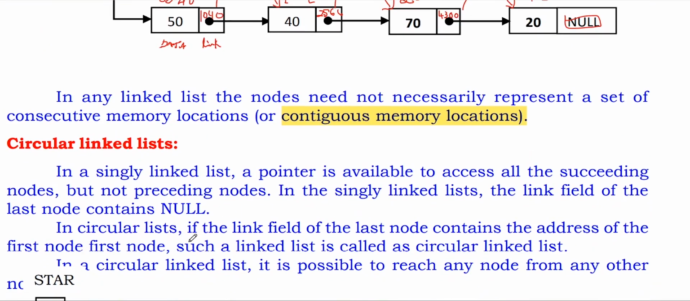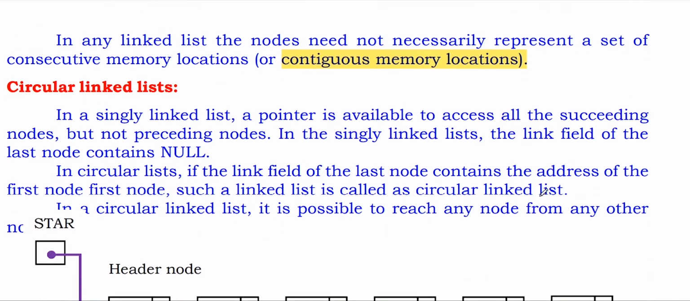So when you take a circular linked list, if the link field of the last node contains the address of the first node, such a linked list is called a circular linked list. You can see here, in a circular list, the link field of the last node, so that's very important, contains the address of the first node. You can see it in the diagram. In a circular linked list, it is possible to reach any node from any other node.